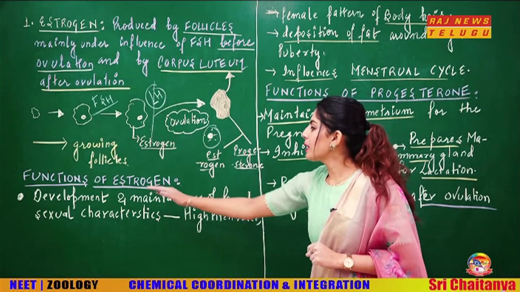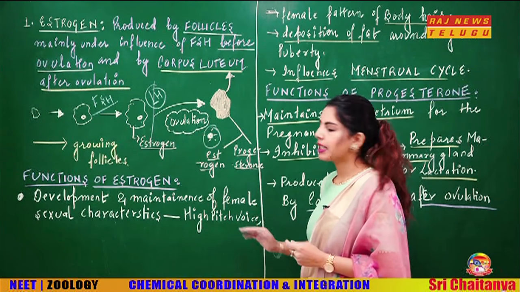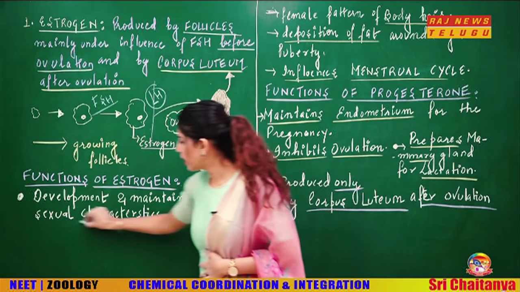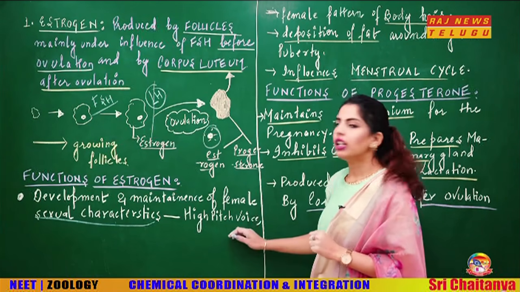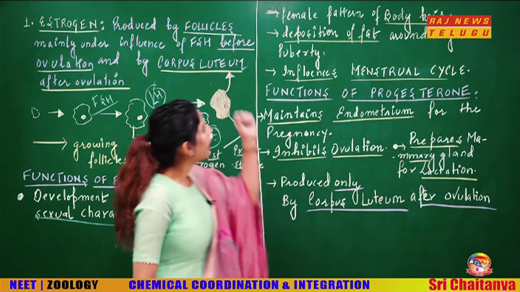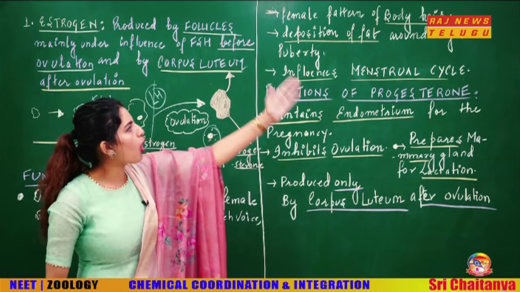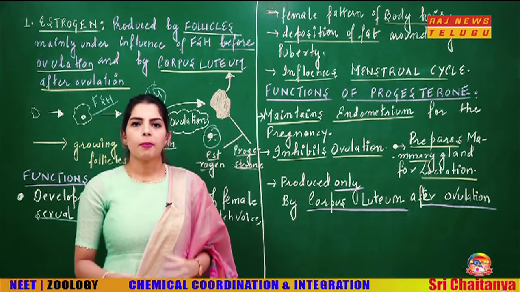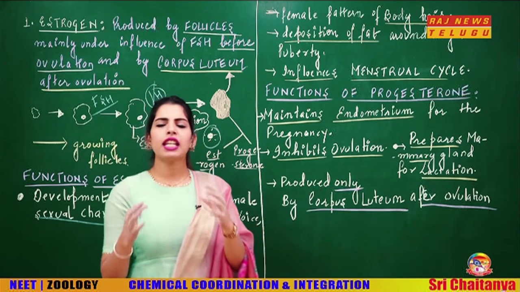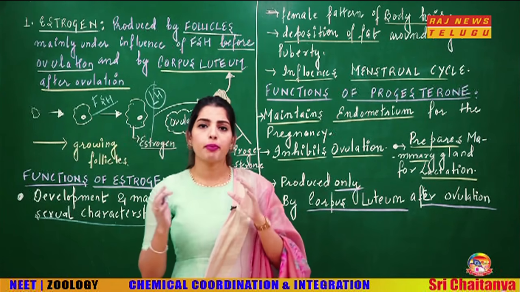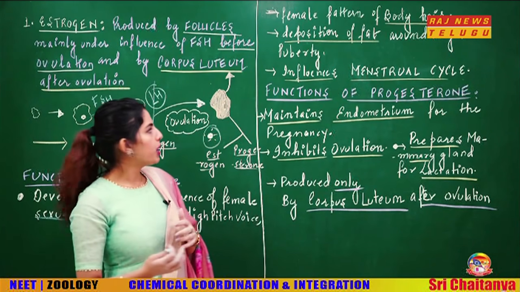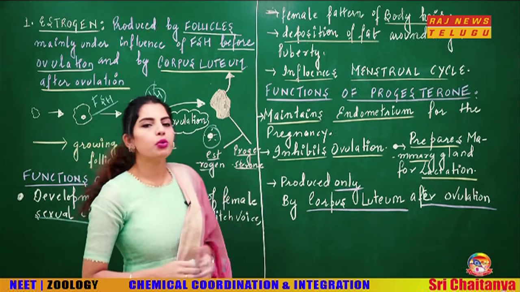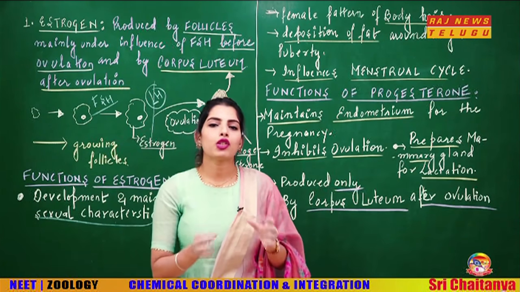It is responsible for development and maintenance of the female sexual characteristics, like the high pitch of voice, the female pattern of body hair, and the different characteristics that you see in a typical female, that's the deposition of fat around the thighs, during puberty. Also, it is influencing the female menstrual cycle.